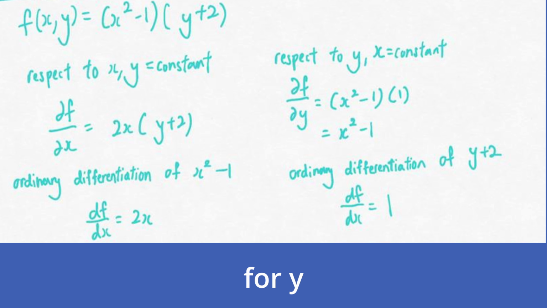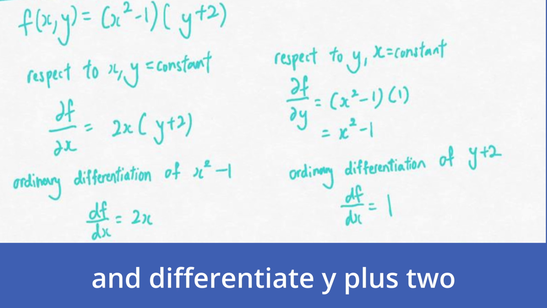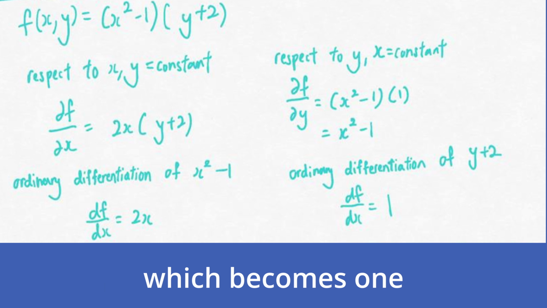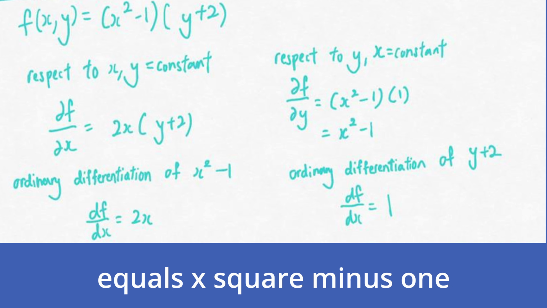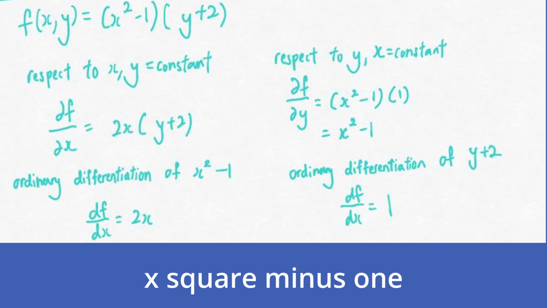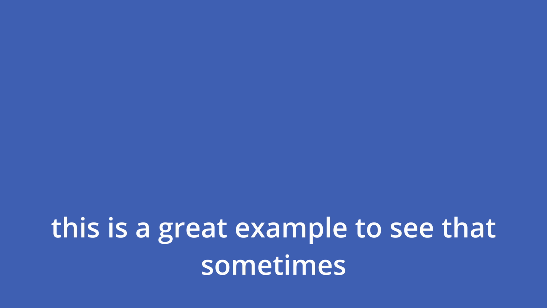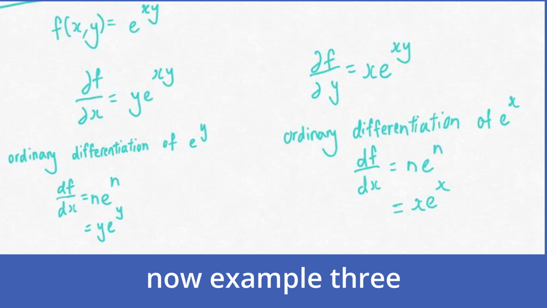So now, for y, we treat x squared minus 1 as constant and differentiate y plus 2, which becomes 1. So the answer for df/dy equals x squared minus 1. That means for every small increase in y, the function increases by x squared minus 1. This is a great example to see that sometimes the derivative doesn't depend on the other variable. Now, example 3.